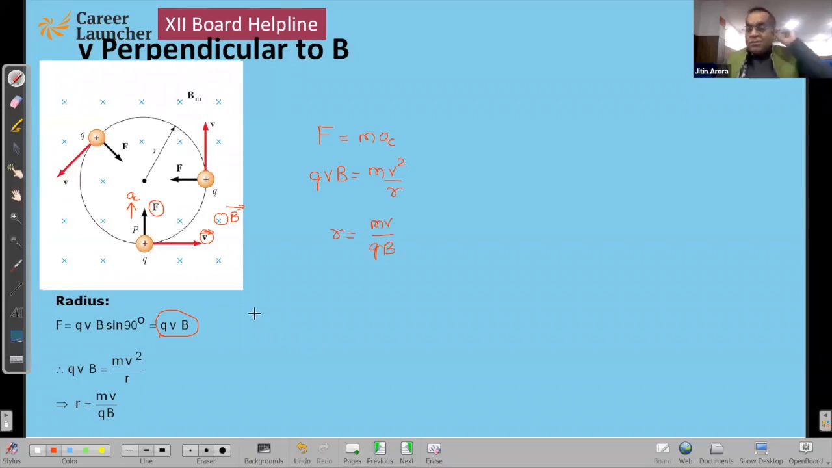I hope all of you understood. So this is how the radius of the circular turn is found.